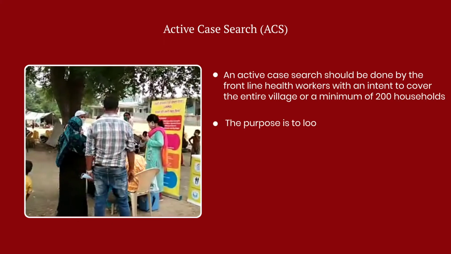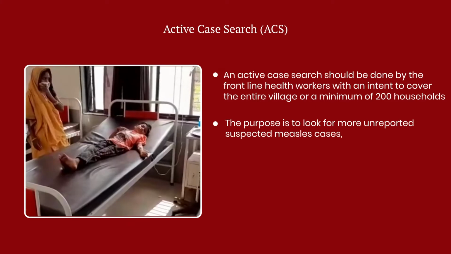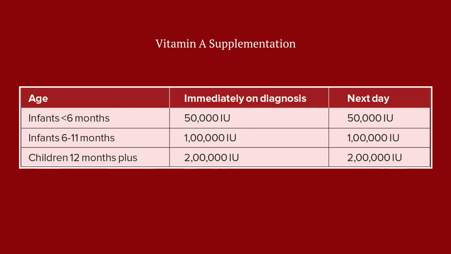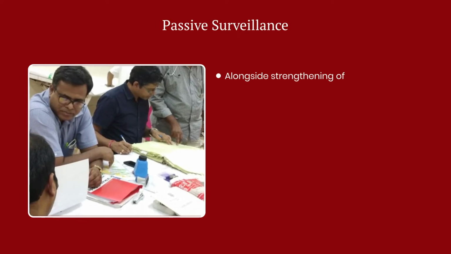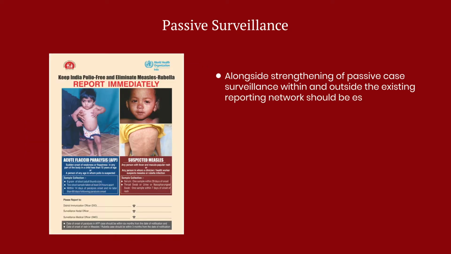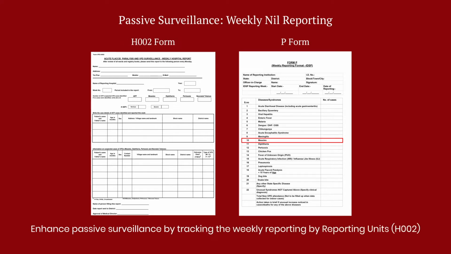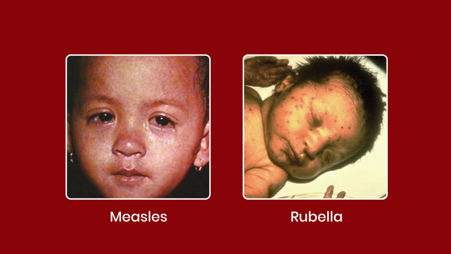The purpose is to look for more unreported suspected cases, identify children with complications, and provide age-appropriate doses of vitamin A and referral services to subjects. Alongside, strengthening of passive case surveillance within and outside the existing reporting network should be established. Hence, passive surveillance by tracking the weekly reporting by reporting units H002 and IDSP-P form within the affected block, including zero reporting.